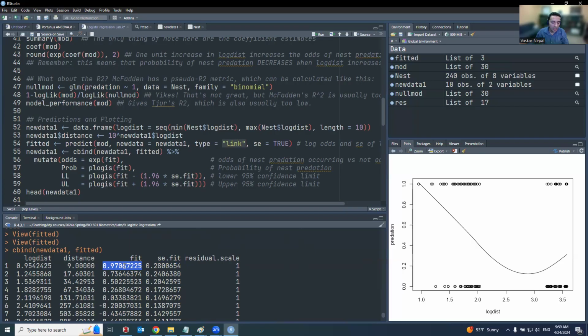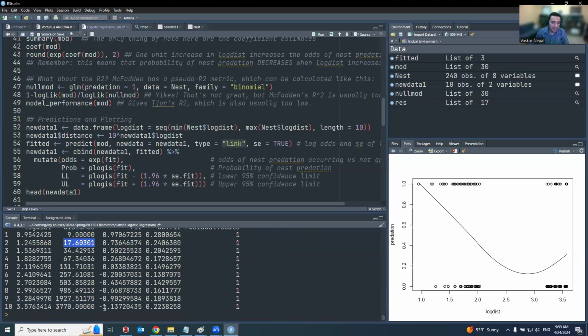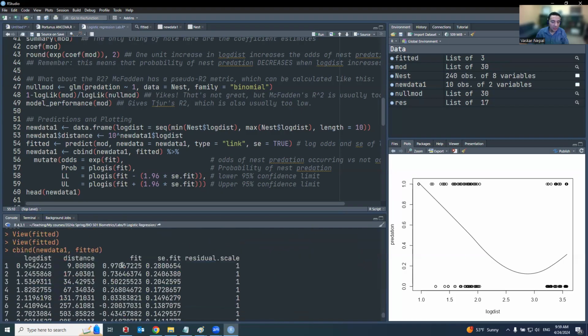The log odds of predation occurring at 9 meters. This is the log odds of predation happening at 17 meters. This is the log odds of predation happening at 3770 meters. Okay, so because this is all log odds, we need to convert that to odds. And how do we do that? We convert log odds to odds by using exponent.